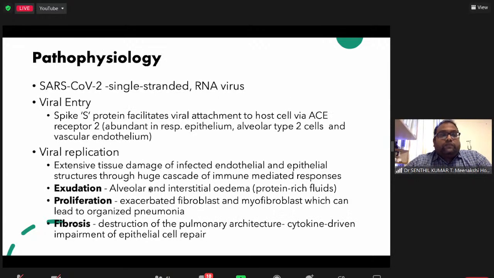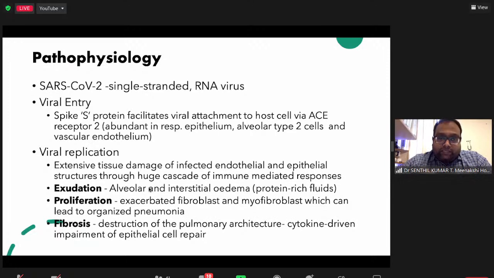So going on to the pathophysiology. Right from the beginning, COVID is a single-stranded RNA virus which enters into the body with the help of a spike protein, which facilitates attachment to the host cell via ACE2 receptors. These receptors are abundant in the respiratory epithelium, that is alveolar type 2 cells, and also in the vascular endothelium.